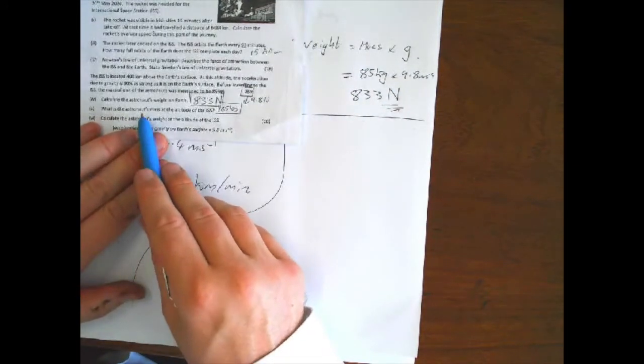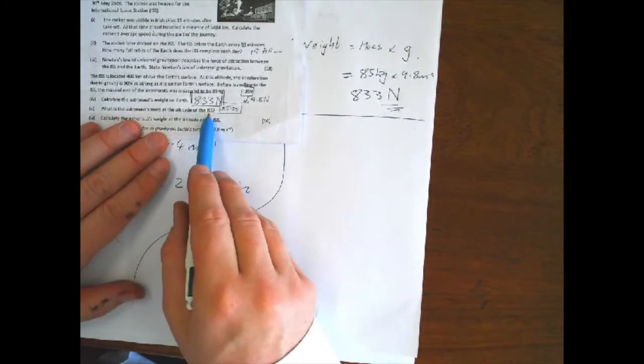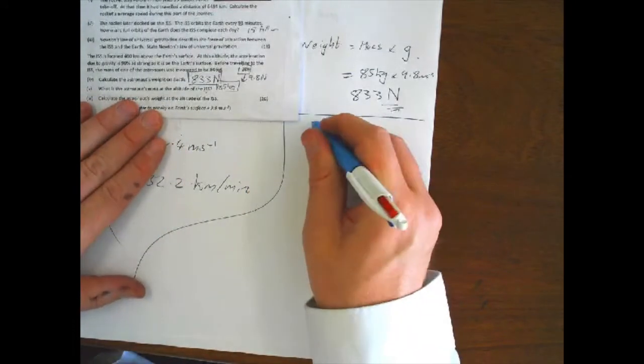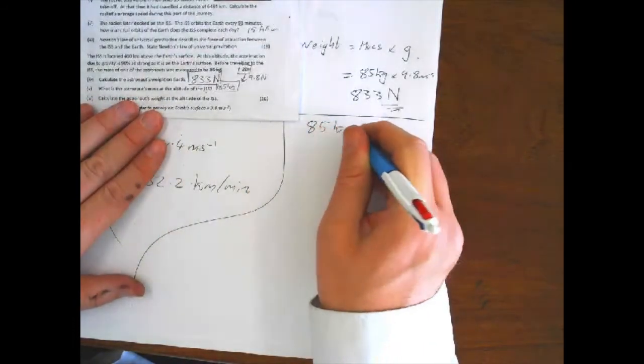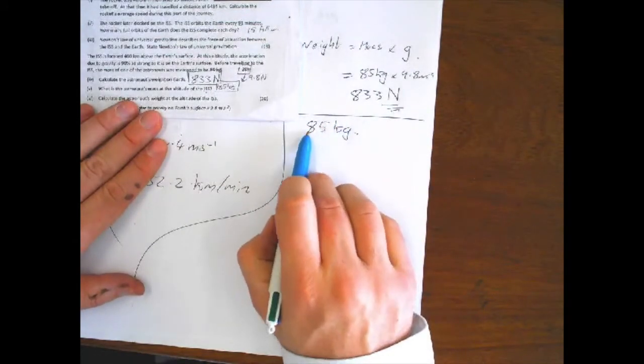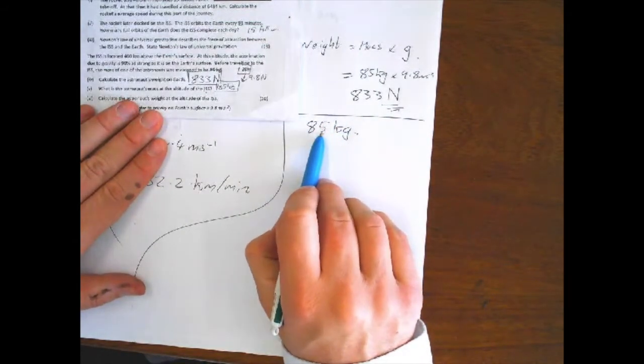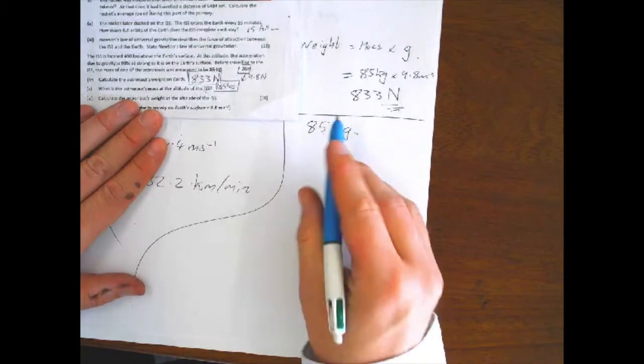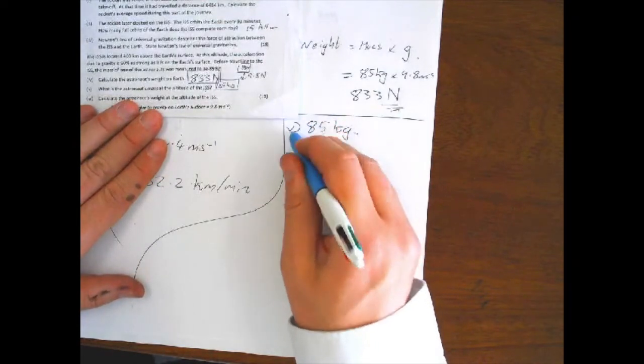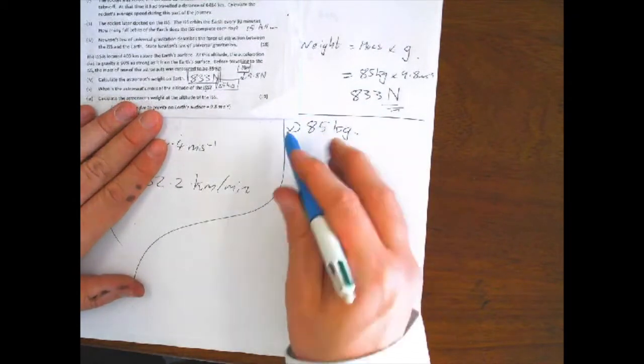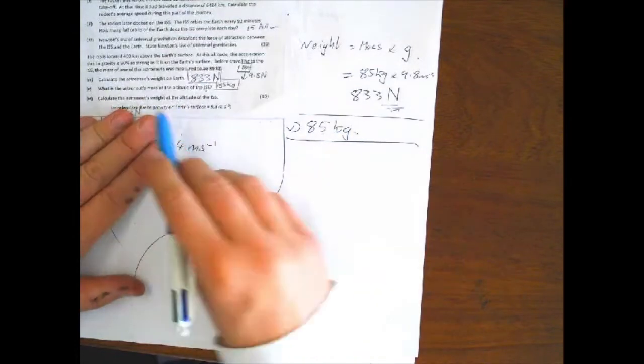Now, a little bit of a sneaky question, part 5 even. What is the astronaut's mass at the altitude of the ISS? Well, whatever that astronaut's mass is, in this case 85 kgs, that's their mass all over the universe. It doesn't matter where you go, your mass will be 85 kgs.